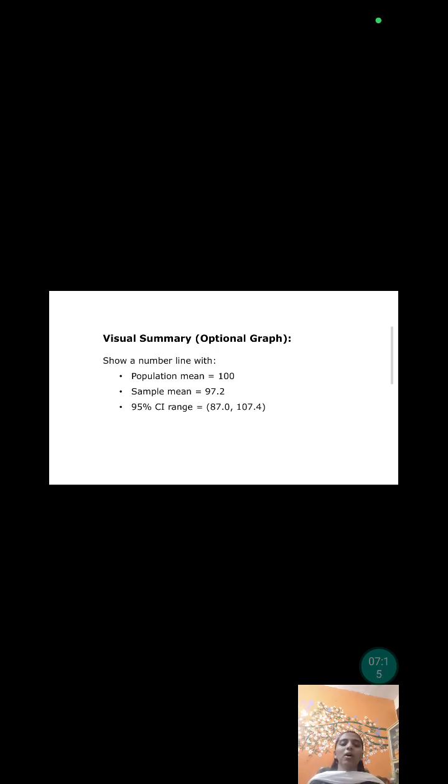Visual summary, an optional graph: show a number line with the population mean equal to 100 and the sample mean equal to 97.2. The 95% CI range is 87 to 107.4. Here the population mean is 100, the sample mean is 97.2 and the CI range is 87 to 107.4.